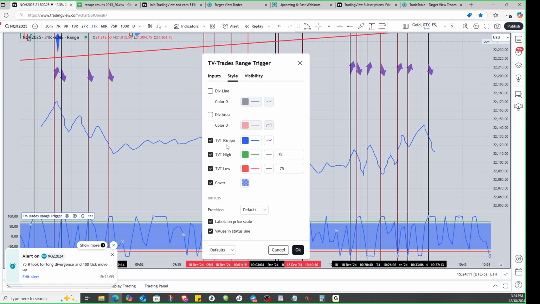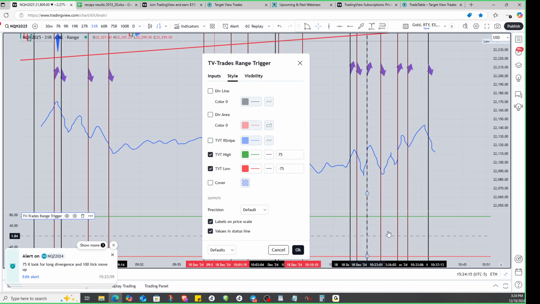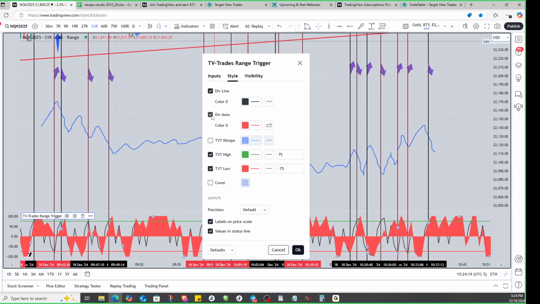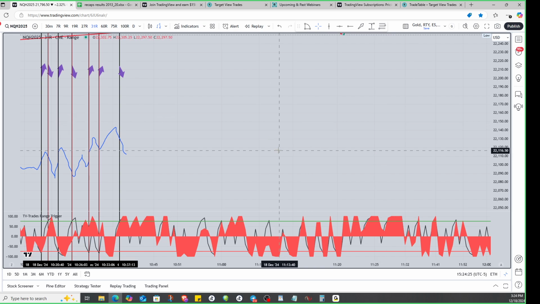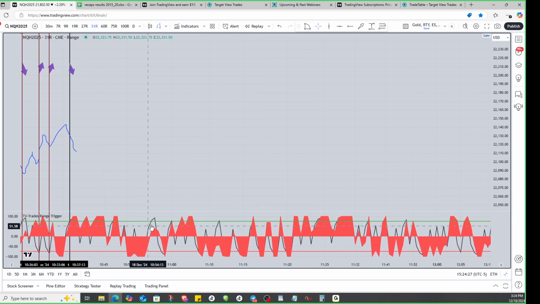Then we'll go over to here. I'm going to get rid of the cover, and I'm going to get rid of the snipe. All right, so you don't have anything down there. And I'll put the div line on, and I'll put the div area on. There. So now, what you're looking for is when this goes into the overbought or into the oversold without the red, it's easier to see.